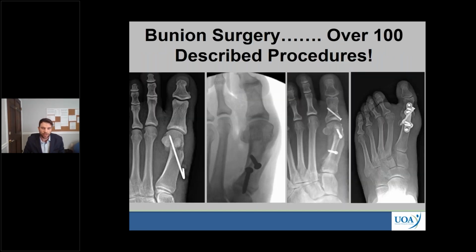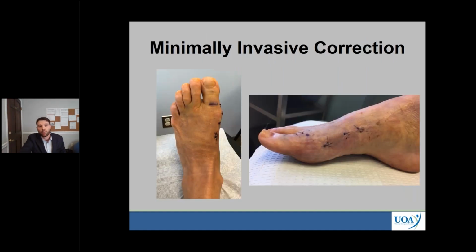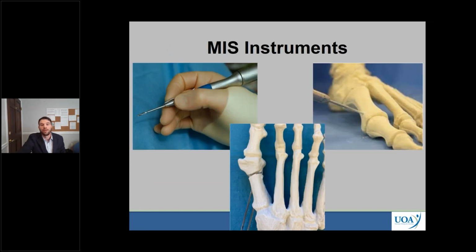Well, if we're talking about surgery, what are we talking about? There's over 100 procedures that have been described for correcting bunions, and obviously we're not going to cover all of those today. We're going to focus on minimally invasive bunion correction. This is a newer technique that I've been trained in where we're able to shift the bones through small poke hole incisions. And that's made possible by these newer instruments.